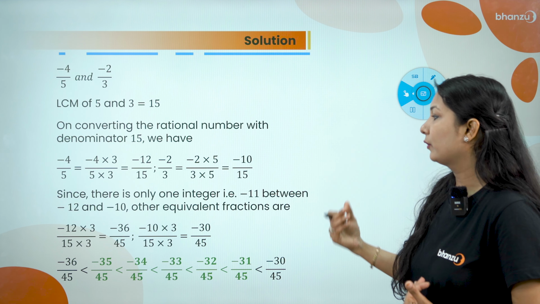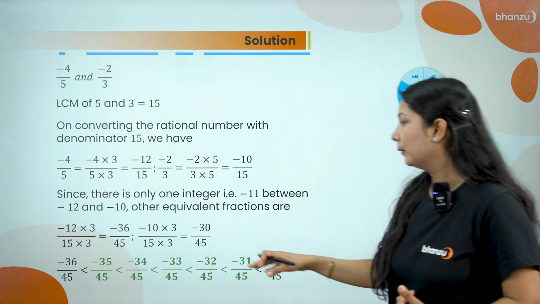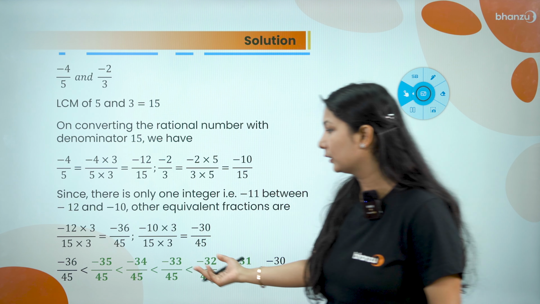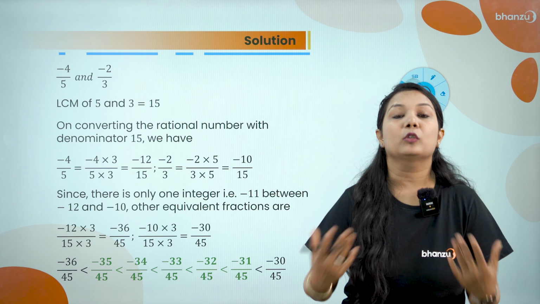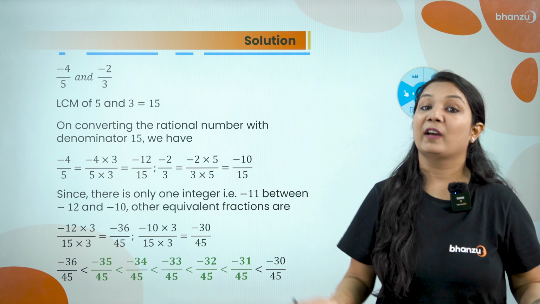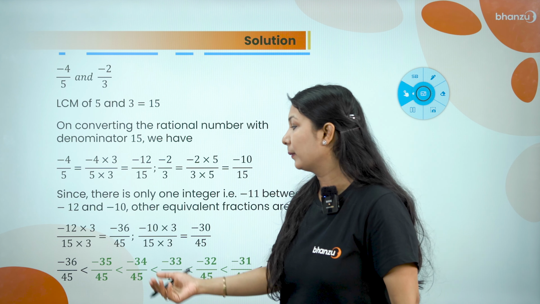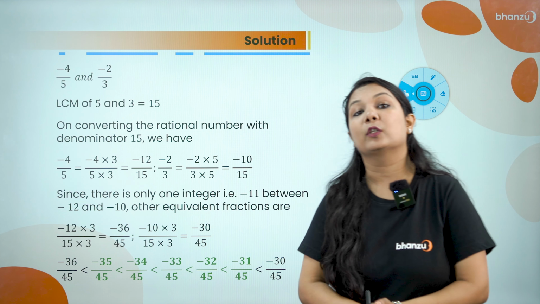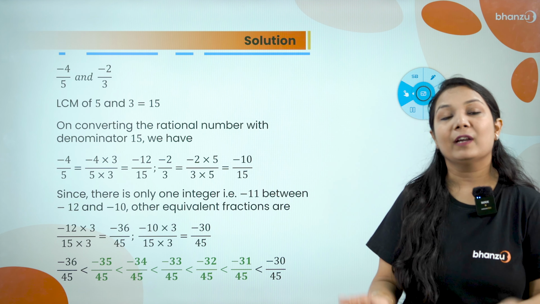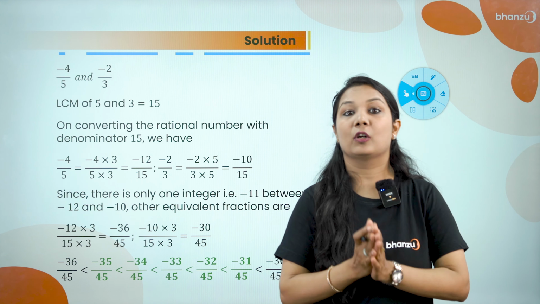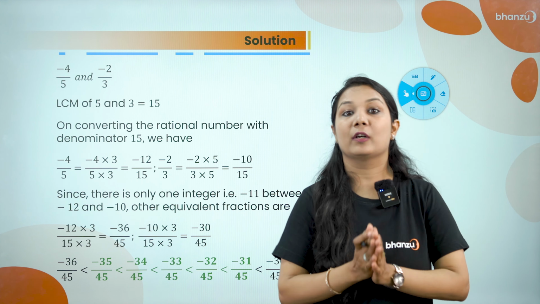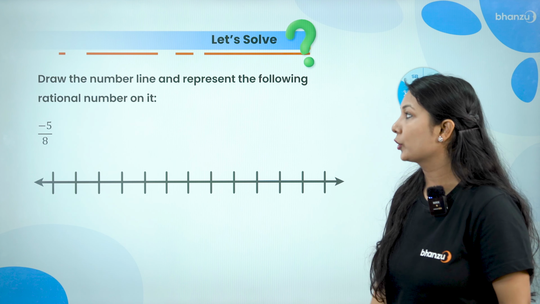Here we have converted it by multiplying it by 3 into 3, so the denominator is 45. You can also multiply it by 10 by 10, it will be 150. You can also multiply it by 5, which will give you the denominator as 75. There are many such ways because there are infinite rational numbers between 2 rational numbers. So let's move ahead and see another question over here.